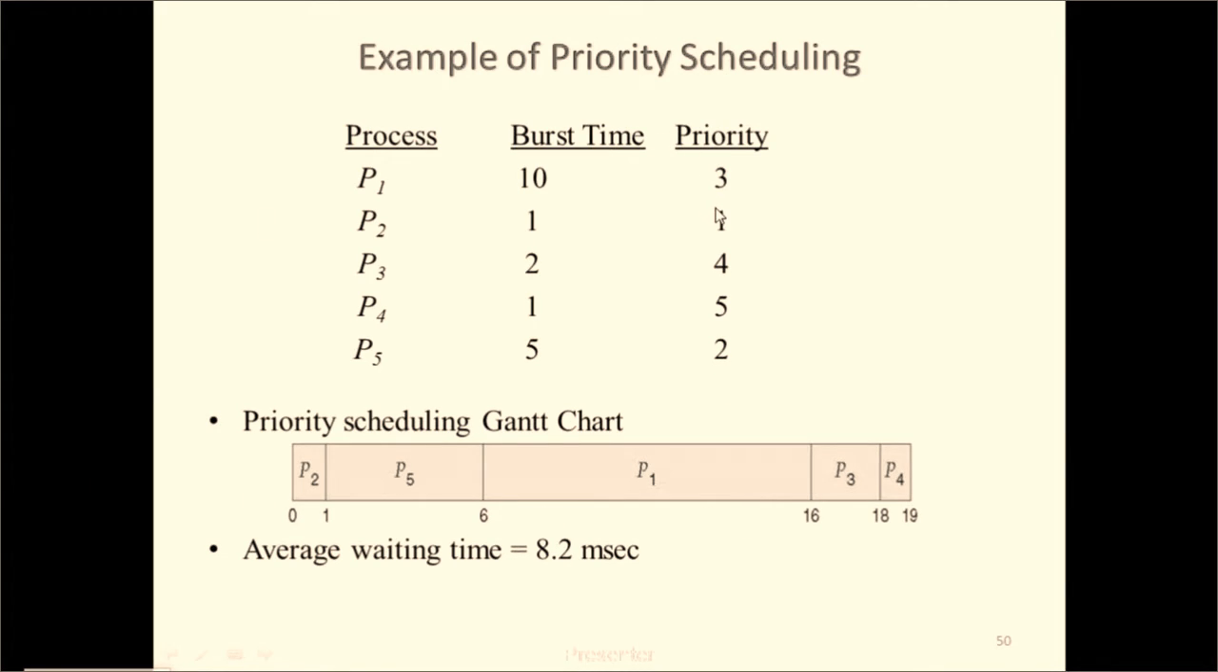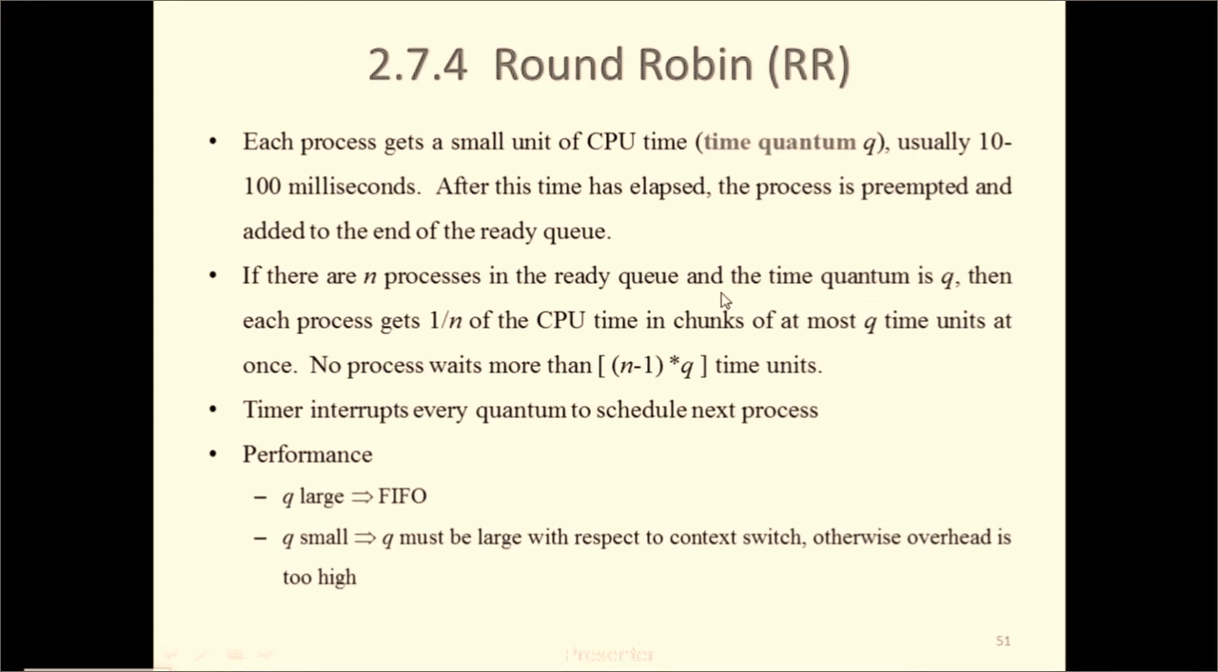I mean, if P4 also has priority 1, if P1 also has priority 1, so there are three processes with the same priority, what are you going to do? Which is a practical scenario. Now, in this case, the approach taken is different, which is called round robin.